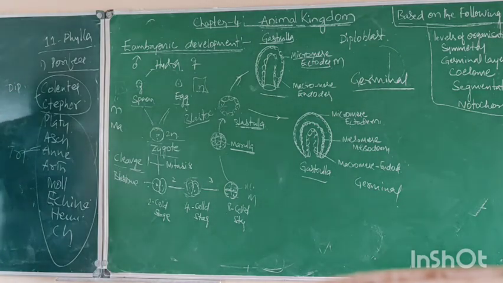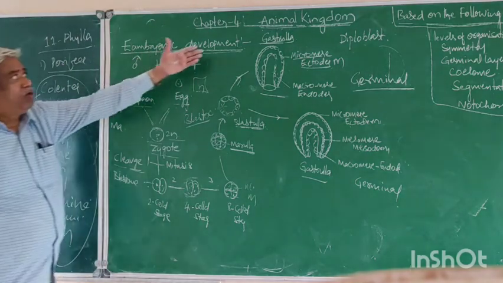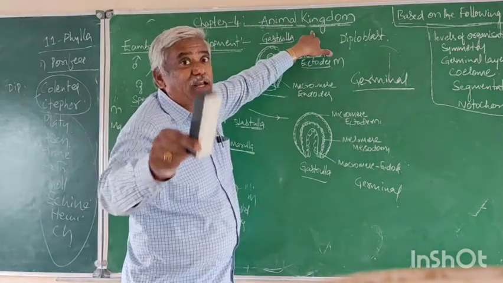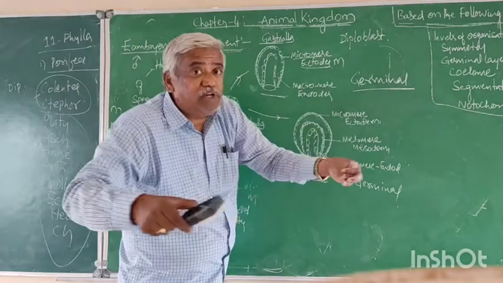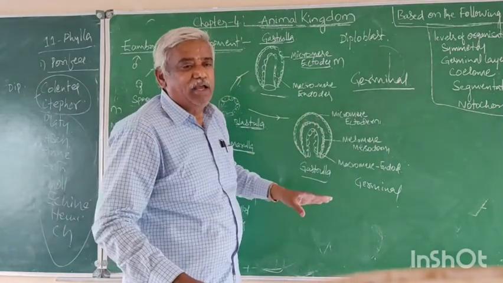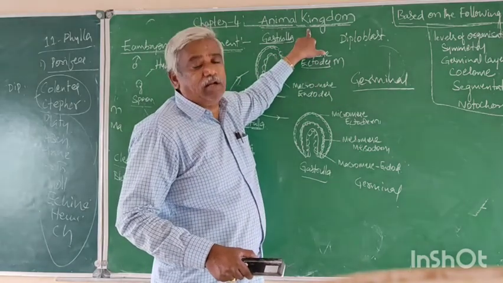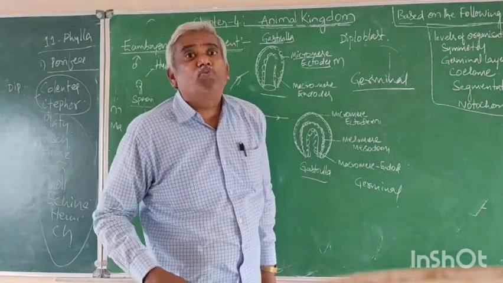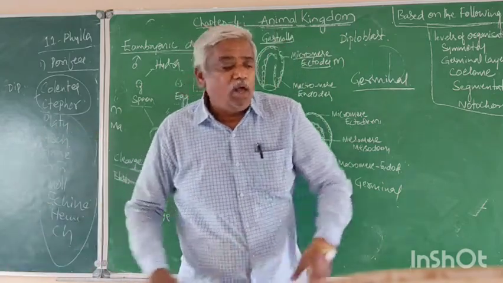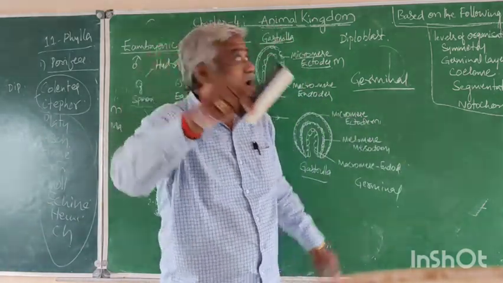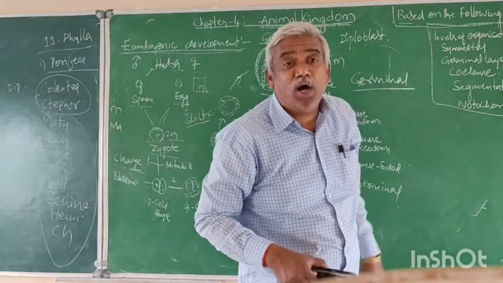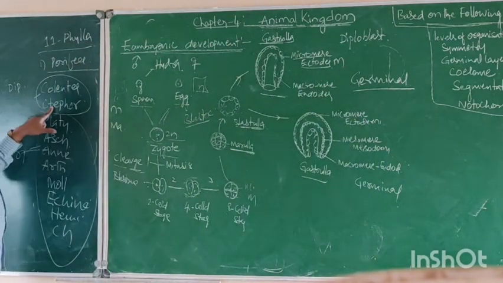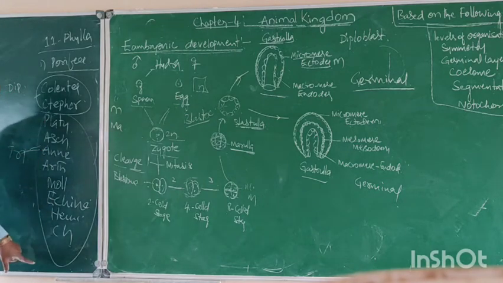The gastrula of animals of ctenophora and cnidaria contains only two layers, hence these animals are diploblastic, while the others are triploblastic. The phyla in the animal kingdom are classified into two groups: one is diploblastic phyla and the other is triploblastic. Ctenophora and cnidaria are diploblastic.